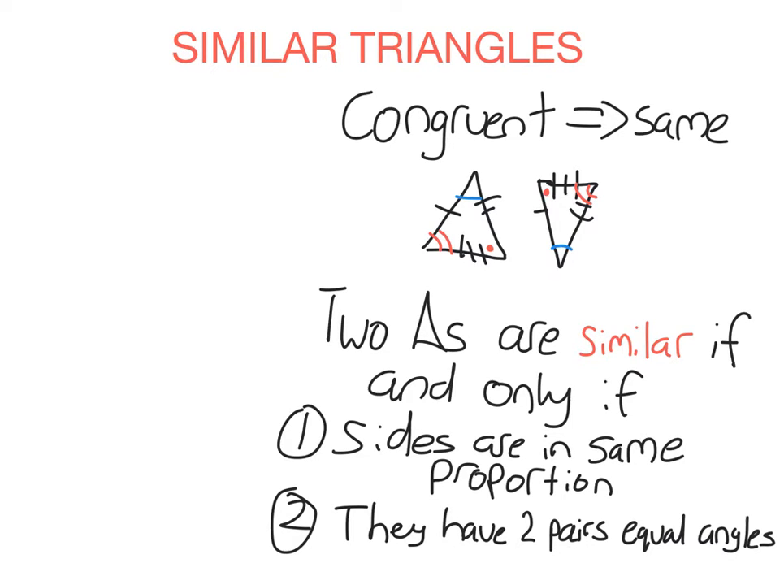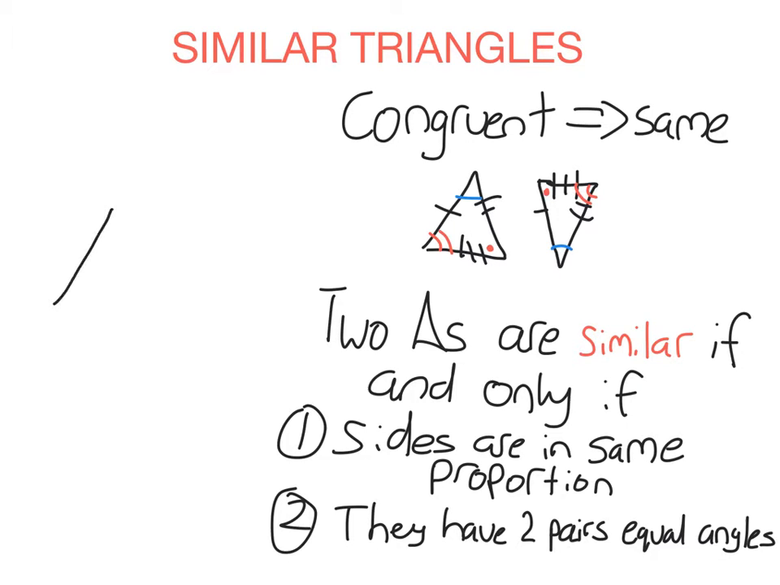So two triangles are similar if all their sides are in proportion, and also there are two pairs of equal angles amongst those two triangles. And two triangles are similar only if both of these are true. Okay? So let's look at what we're talking about.